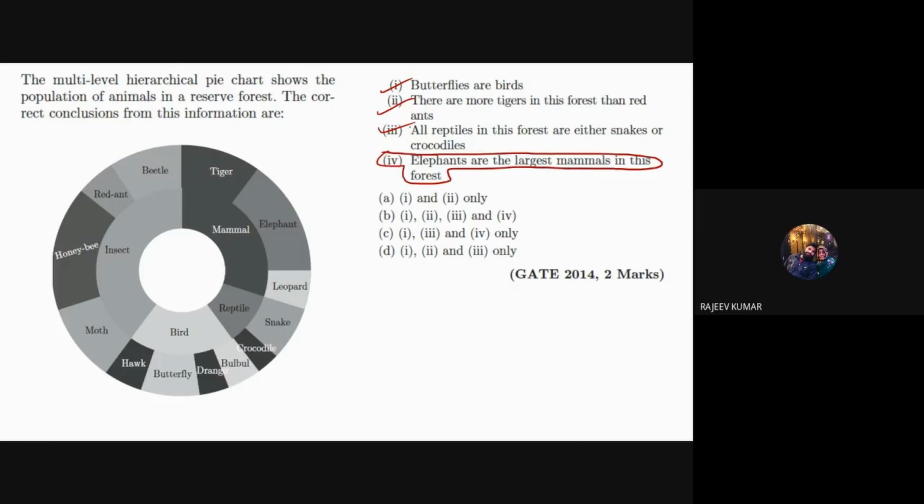Let me check the answer first, then I'll give you the final one. Yes, it also says that the correct answer is D. 1, 2, and 3. 4 is not included. Elephants are largest mammals in the forest. It is not mentioned anywhere. So we cannot draw this conclusion. It is not given. So 1, 2, and 3 only. That is what we can draw from this chart. Okay, let's look into the next one. Simple question. जल्दी हो जाएगा, I guess.